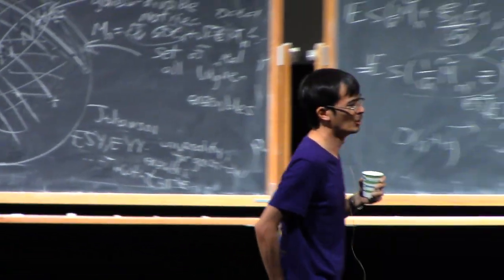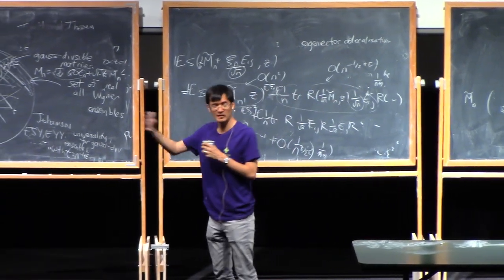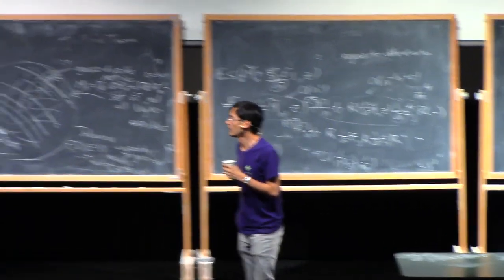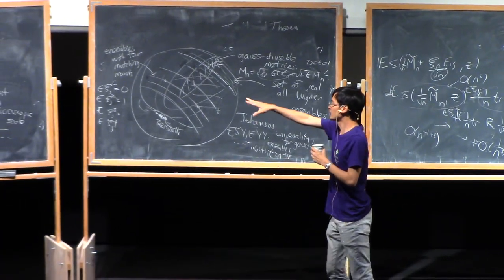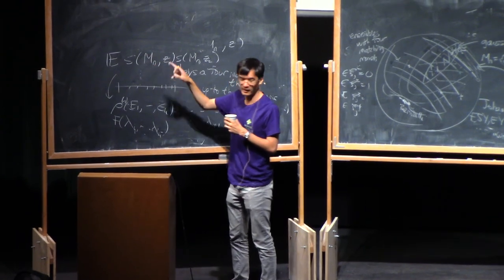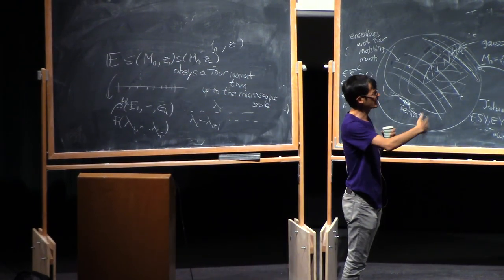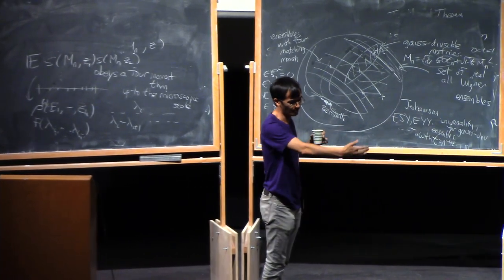It just comes from having enough moments. If you had five matching moments, you get even smaller, and so forth, at least for some statistics. Okay, so for the simplest statistics I mentioned, it just comes out of the calculations.